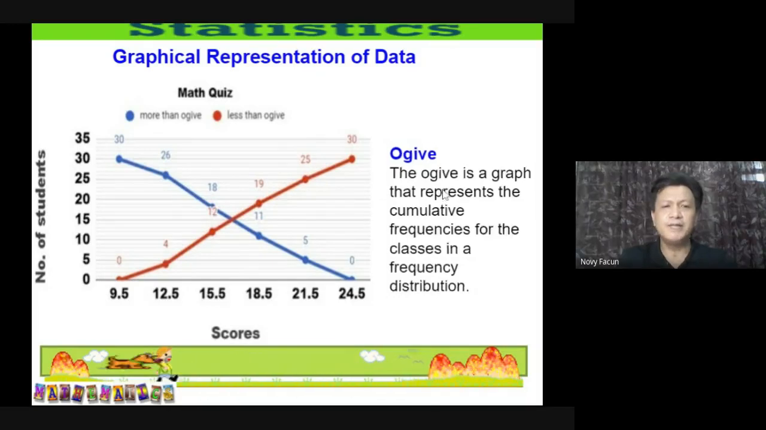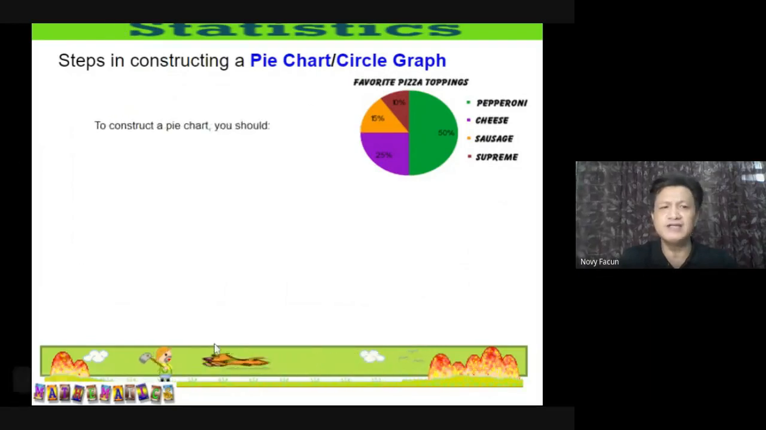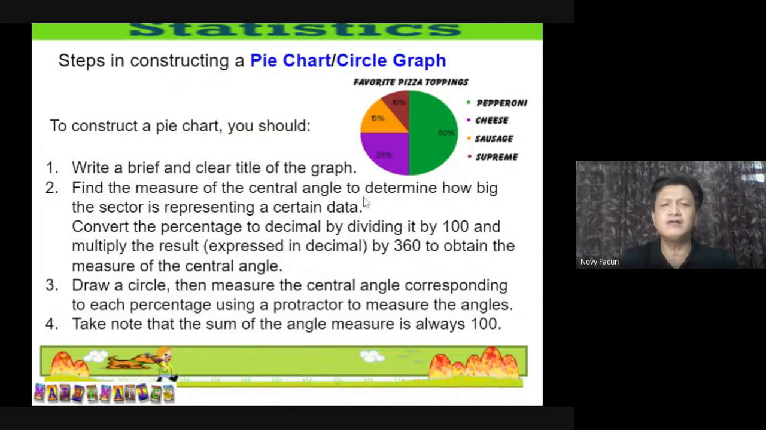Okay, but today we are going to start to construct a pie chart or circle graph. Okay, meron tayong steps. Number one step, write the brief and clear title of the graph. Okay, dapat malinaw yung title natin. Simple lang siya. Next, number two step, find the measure of the central angle to determine how big the sector is representing a certain data. Okay, siyempre, susukatin natin yan.